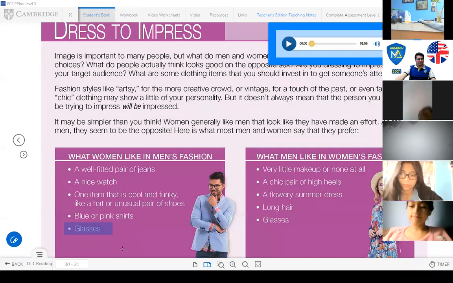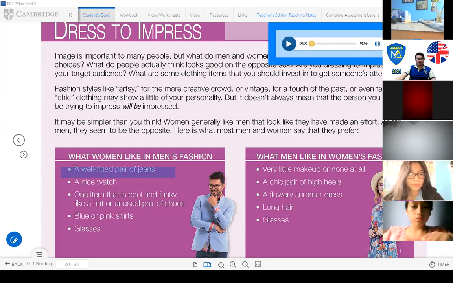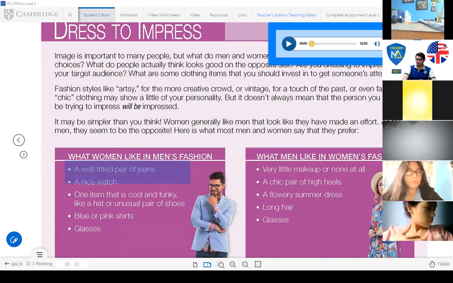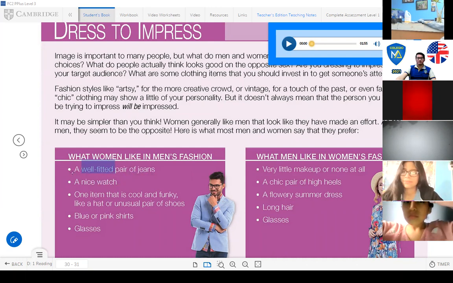Okay, thank you very much, Adriana. Is that true, students? Is that true for you? ¿Qué dicen las girls? ¿Es cierto lo que dice aquí? Que the women like que los men usen well-fitted pair of jeans. Que los jeans sean bien entallados. Well-fitted pair of jeans. It says a nice watch. Que los men lleven un nice watch.